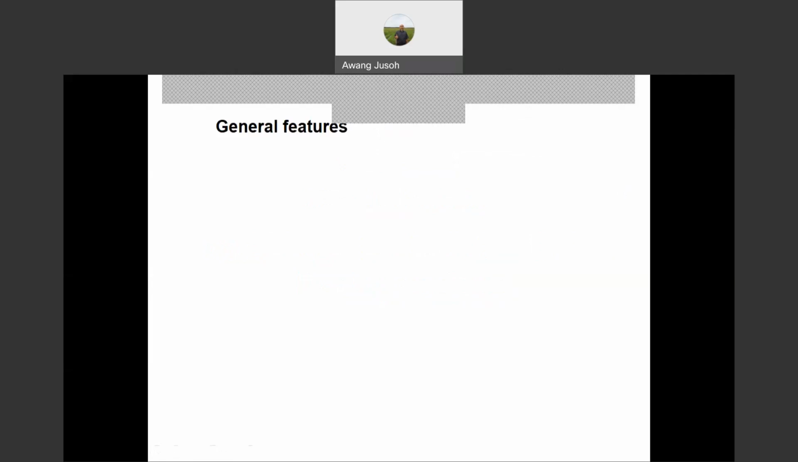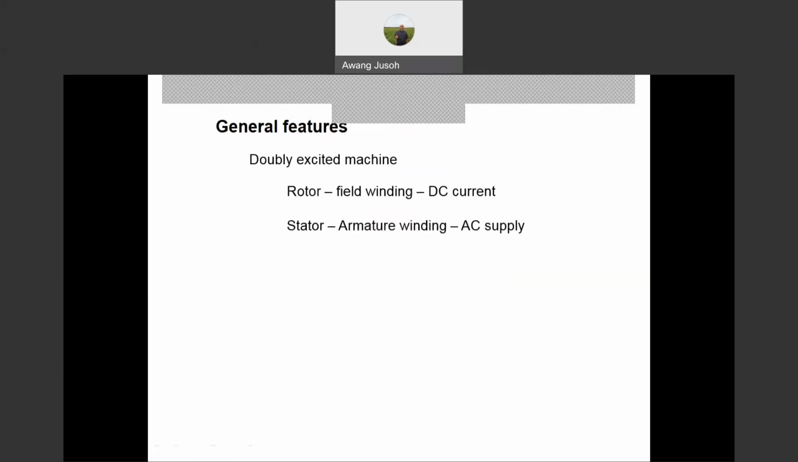For this machine, we have general features. First, we know that this is a doubly excited machine, where we have two kinds of winding. The first winding is on the rotor side, where we inject DC current. We call this the field winding on the rotor side. And on the stator side, we have the armature winding, where we have an AC power supply or AC current flow. So we have these two main windings in this synchronous machine.